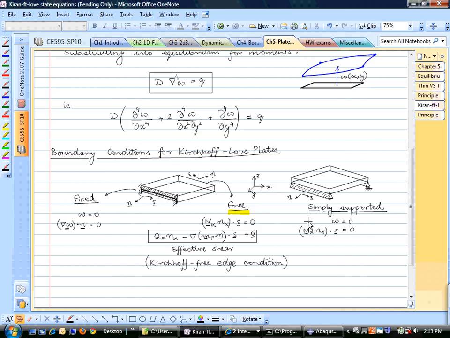And before I go to free, let's talk about the simply supported, which is also the same. W is equal to 0 all along this edge. And the applied moment on the n face in the s direction. So this is the applied moment on the normal face in the s direction. That has to be 0.